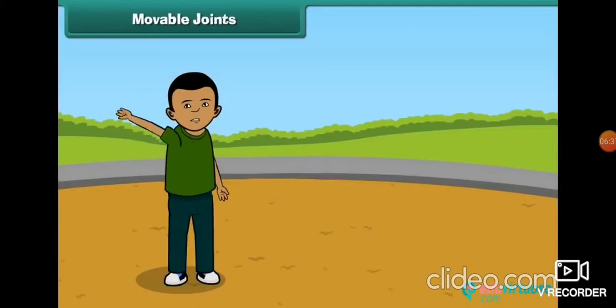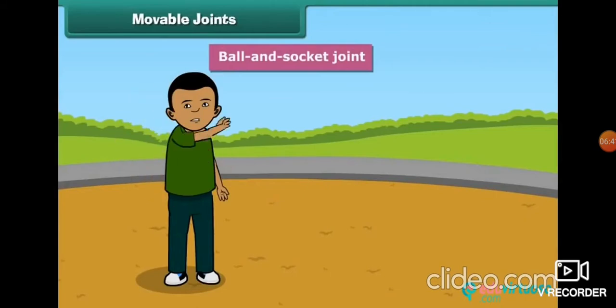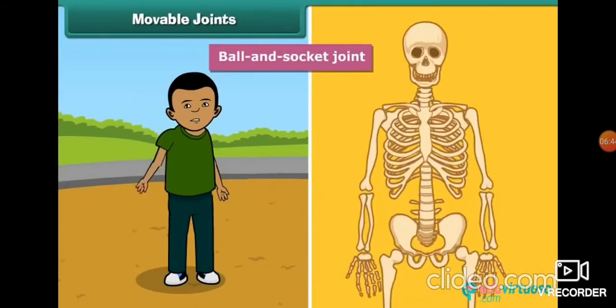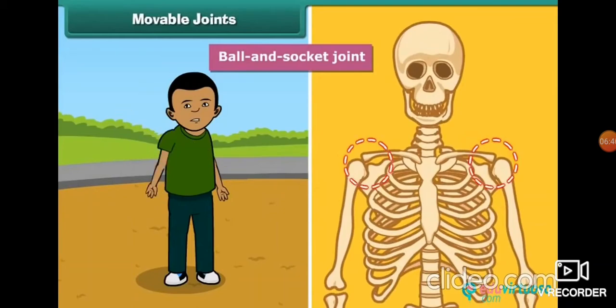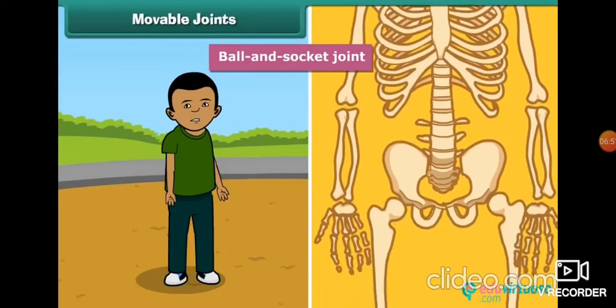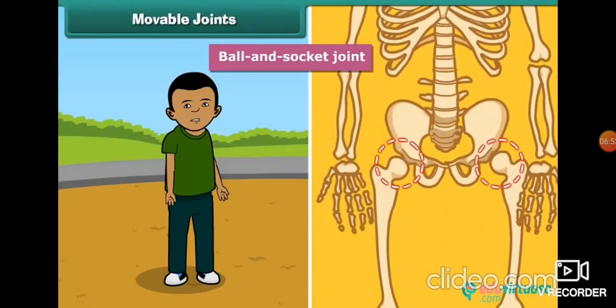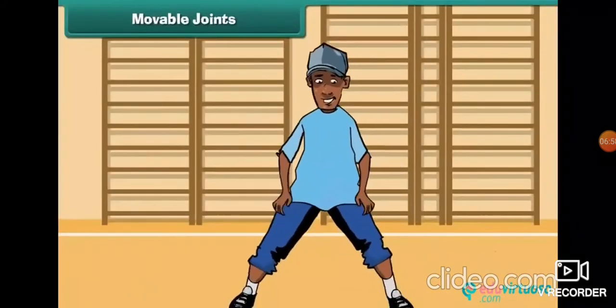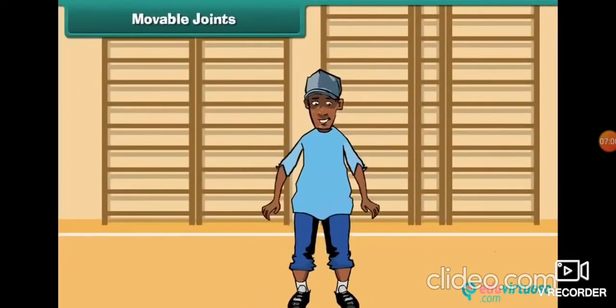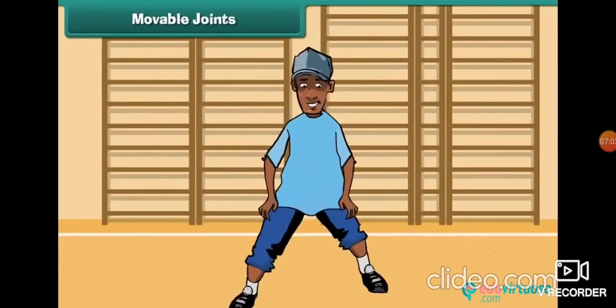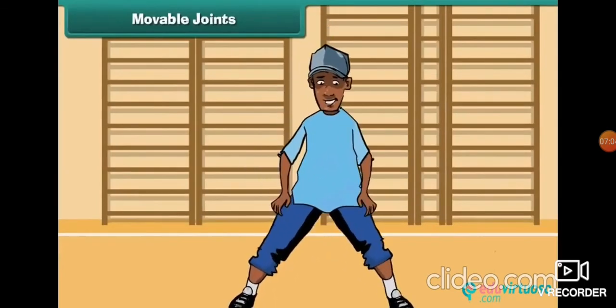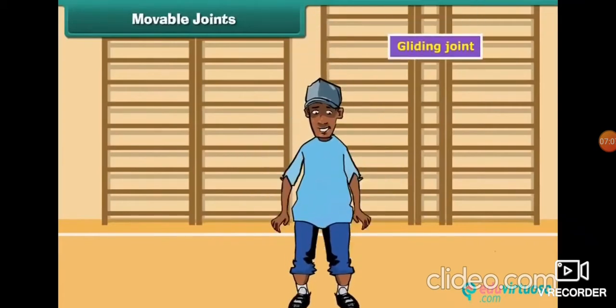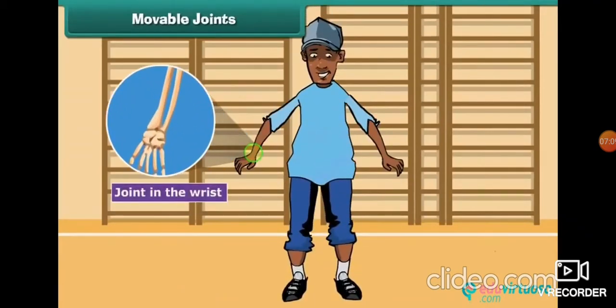Another joint which helps us move in a circular direction or in any direction is the ball and socket joint. For example, the joint in our shoulder and in our hips is a type of ball and socket joint. We can move it in any direction in circular motion. Have you ever noticed that we can move our body in different directions? How do we move it? With the help of different joints.